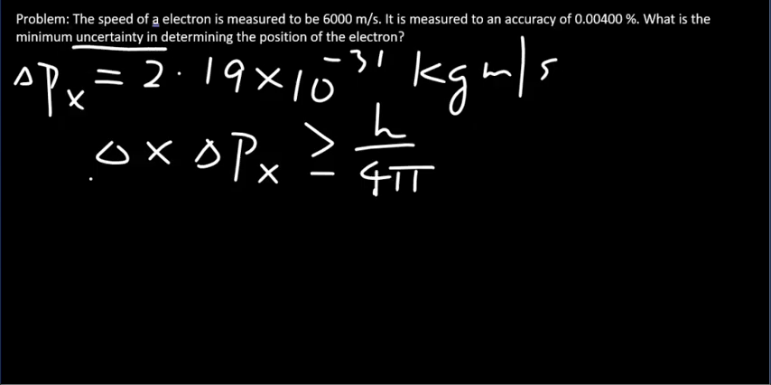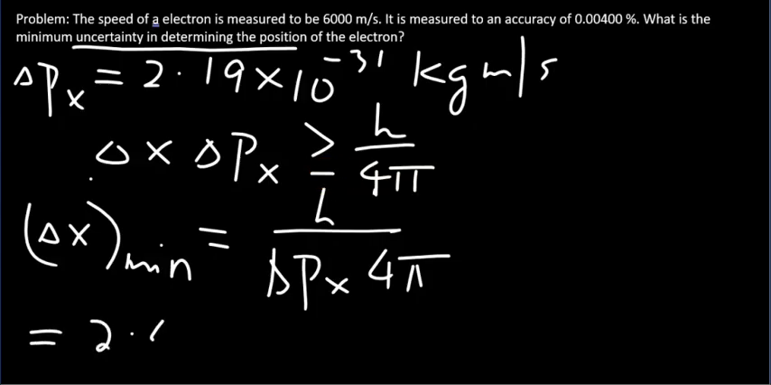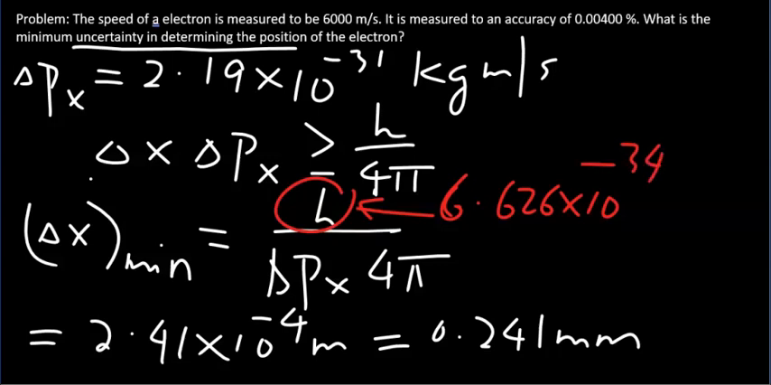We want to determine the minimum uncertainty in the location. So that means the minimum uncertainty is quite simply h over delta px times 4 pi. So the minimum uncertainty refers to the equality part of that inequality, which will give you 2.41 times 10 to the power minus 4 meter, or quite simply 0.241 millimeter. We note h is the Planck's constant with a value of 6.626 times 10 to the power minus 34 joule seconds. So this solves the problem.